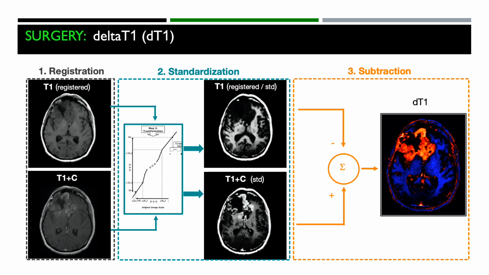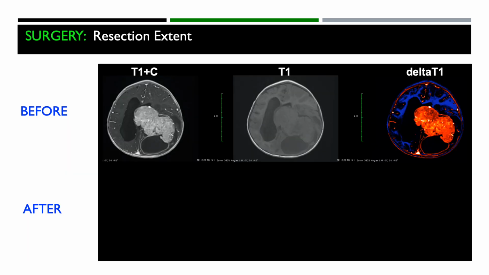So these delta T1 maps can help us in delineating true extent. This is an example of how delta T1 can be very helpful in determining resection extent. This is an example of a 13-month-old, and these are the images before surgery.